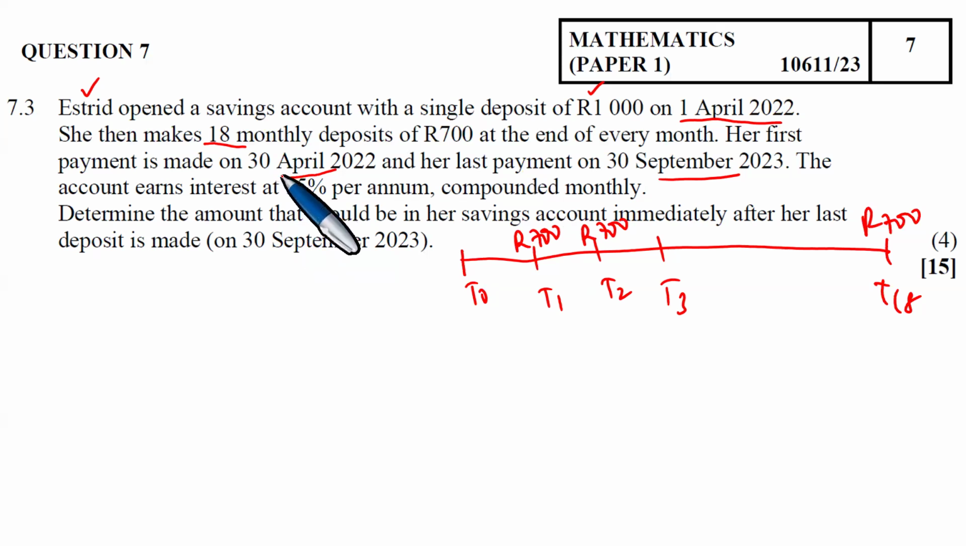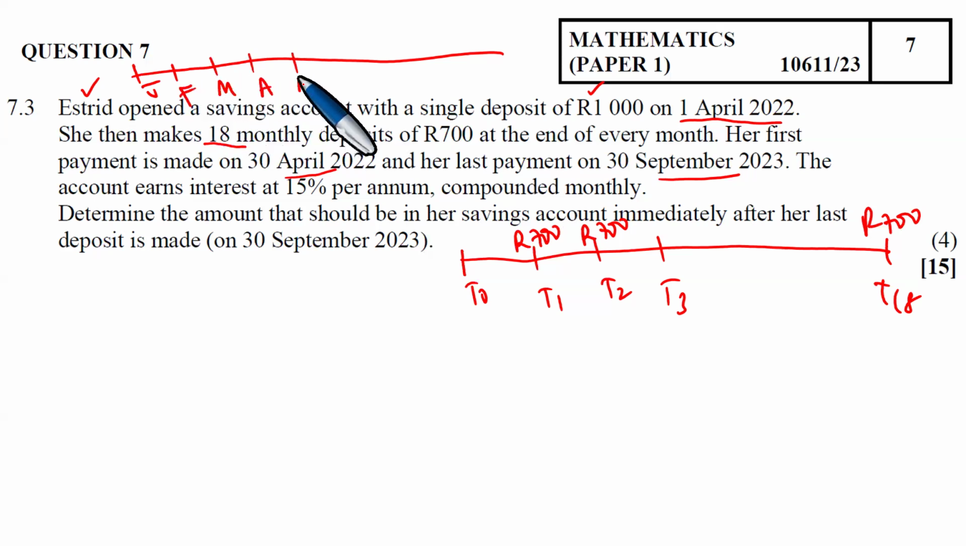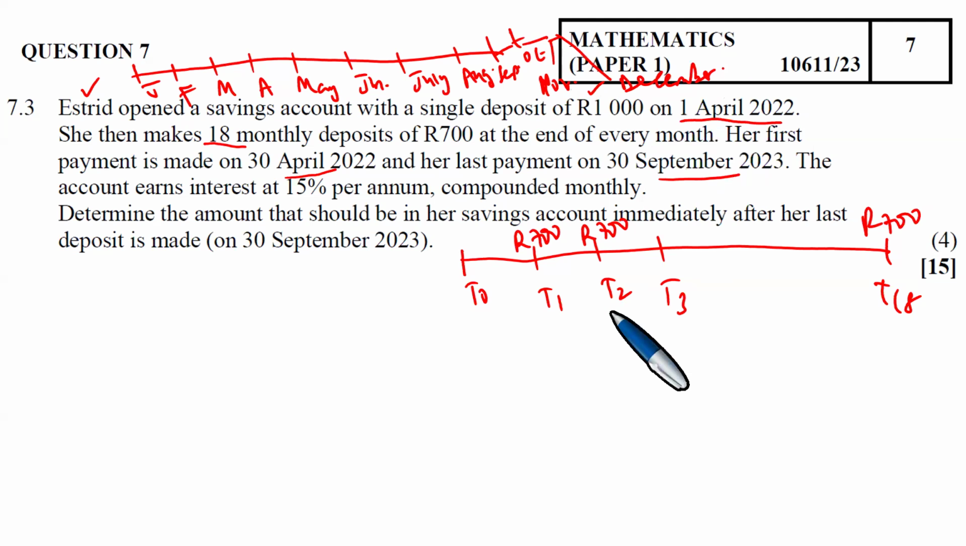Because from April 2022, to have a first payment made on the 30th of April 2022, you would remember that you have your months, and your months are 12: January, February, March, April, May, June, July, August, September, October, November, then you put December. Okay. If I lose you, please reconnect again.